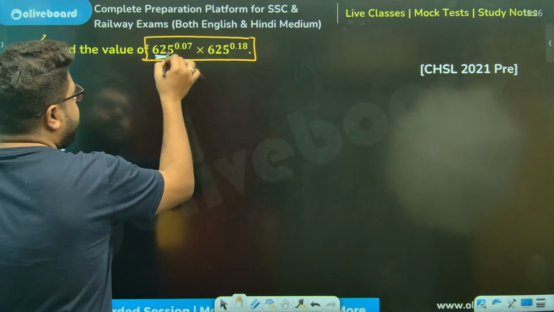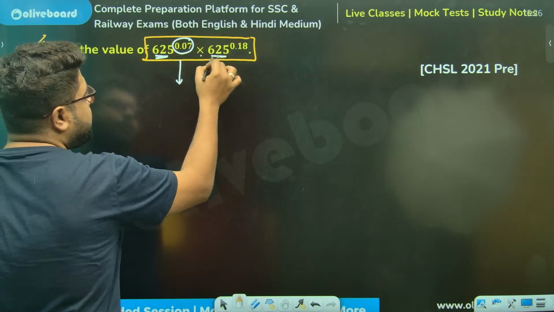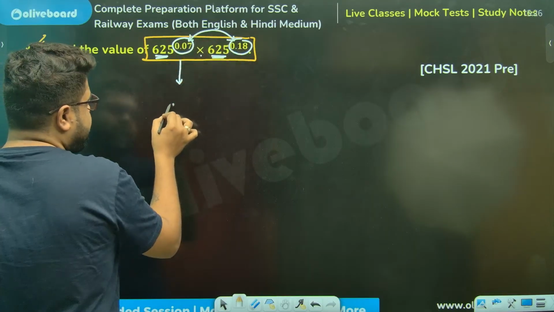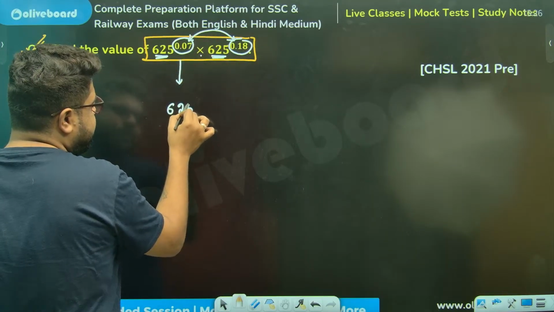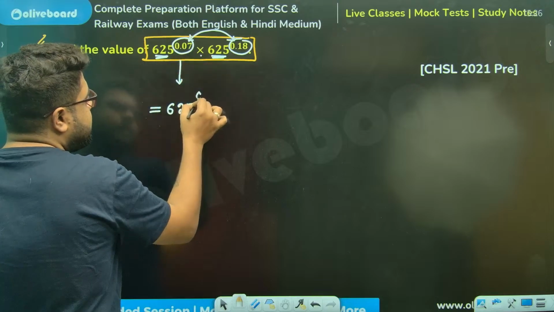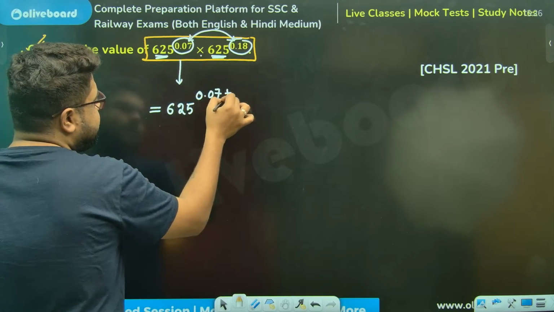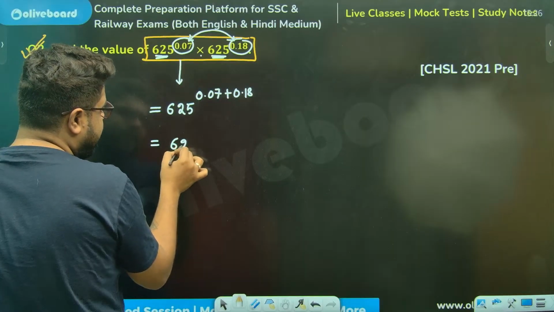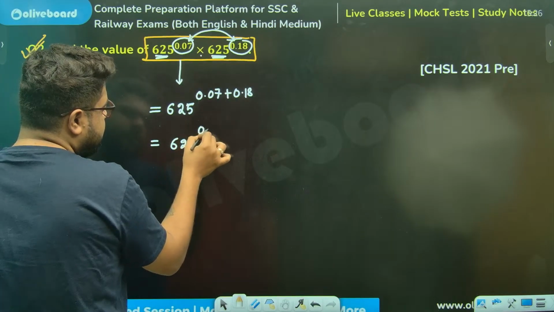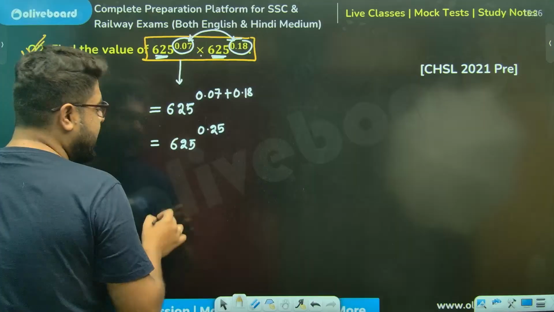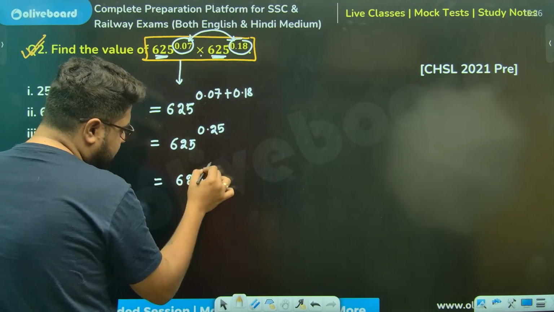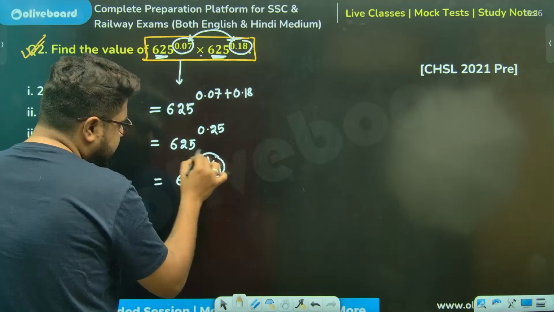Sir, a to the power m into a to the power n. The powers get added, sir. So the next line will be 625 to the power 0.07 plus 0.18, sir. So that means 625 to the power 0.25. Now, think like this. Don't write all these lines, just for your understanding.